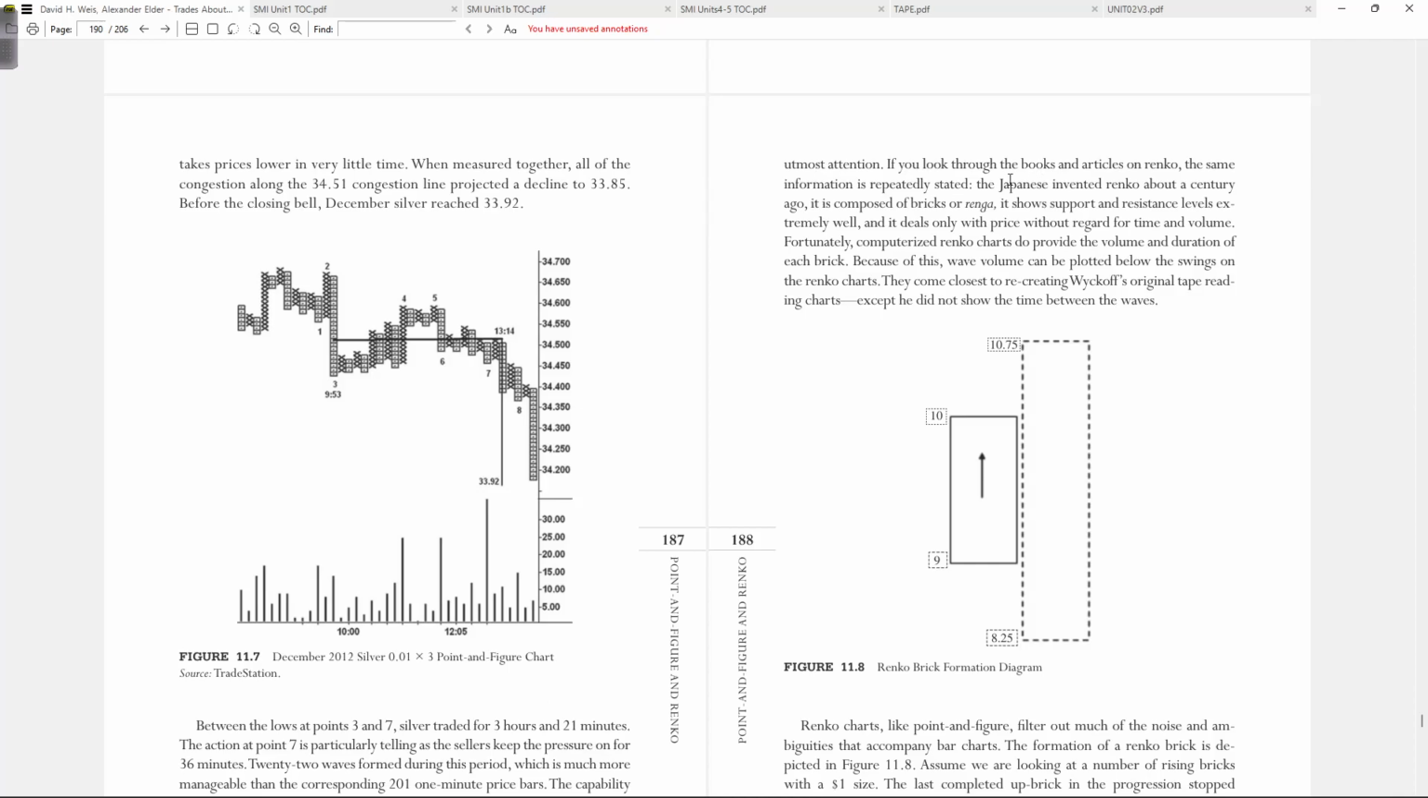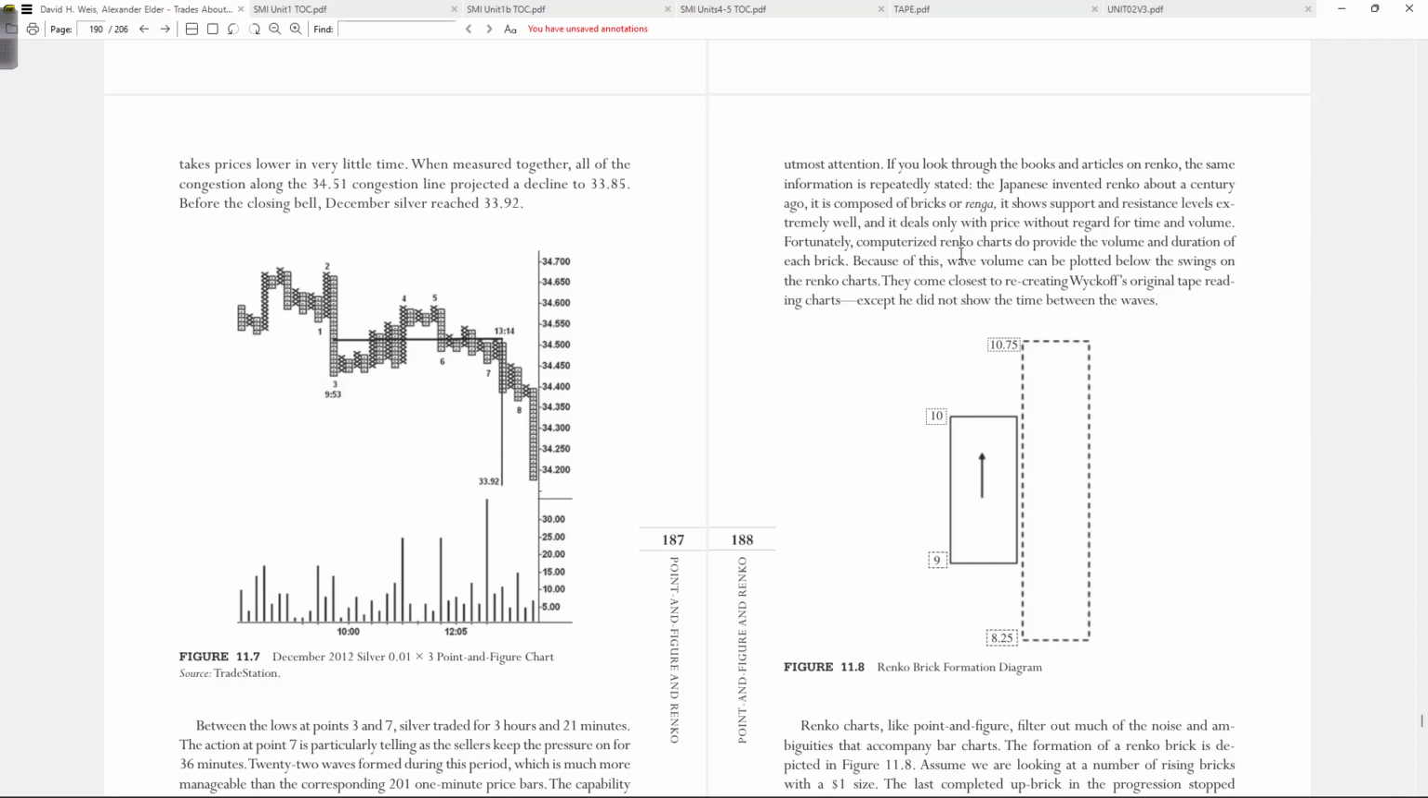If you look through the books and articles on Renko, the same information is repeatedly stated. The Japanese invented Renko about a century ago. It is composed of bricks or renga. It shows support and resistance levels extremely well, and it deals only with price without regard for time and volume.